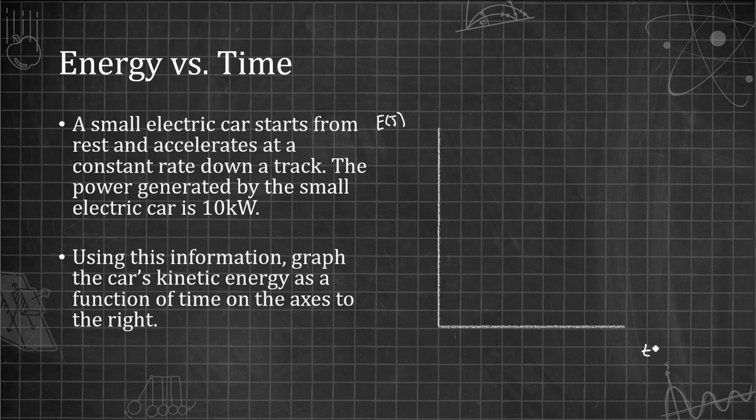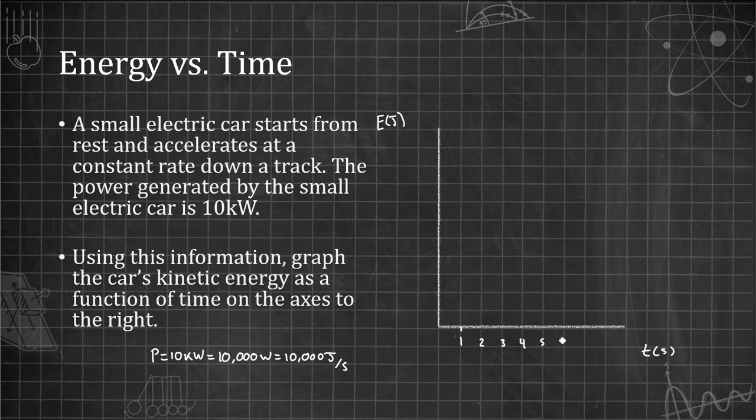So we know that the power output is essentially how quickly the object is changing its energy. So 10 kilowatts or 10,000 watts means that the car is gaining 10,000 joules of energy every second. So in order to plot that, we just want to show that this car increases its energy by 10,000 units or 10,000 joules every unit of time, every second.